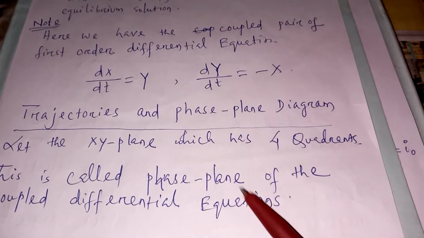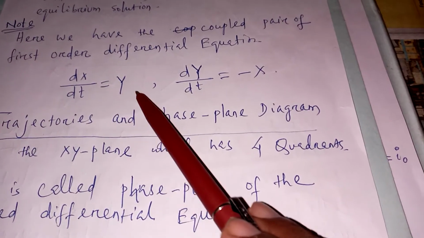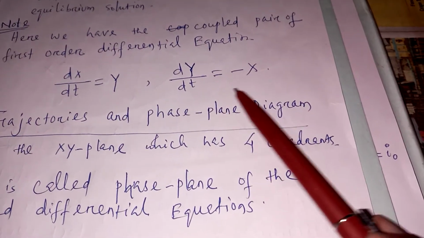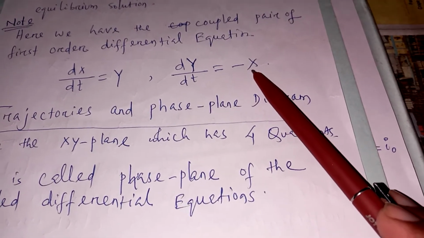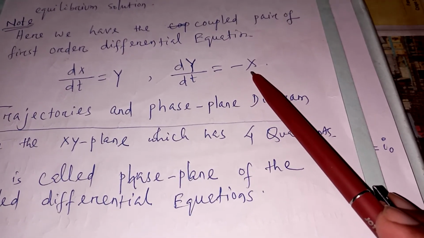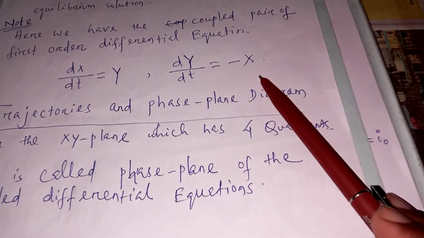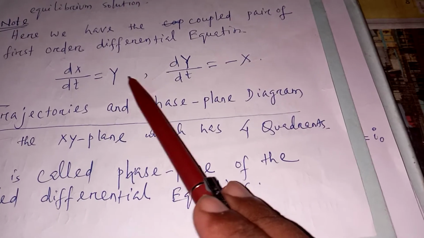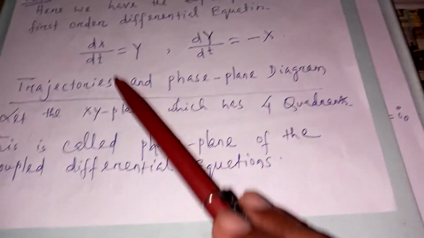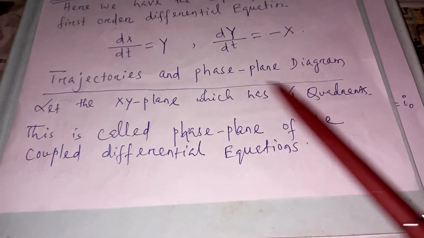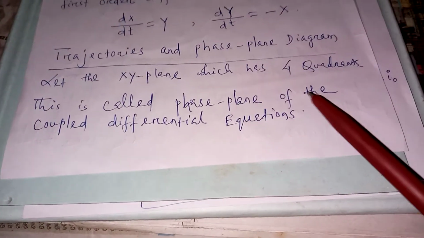Coupled differential equation means, as you already know from equilibrium points, we take dx by dt is equal to y and dy by dt is equal to minus x. Minus x means we know that the x axis has two directions, positive x axis and negative x axis. So dy by dt is equal to negative x and dx by dt is equal to positive y. Positive y axis means positive y or negative y, it's positive y. The xy plane which has 4 quadrants is called the phase plane of the coupled differential equation.